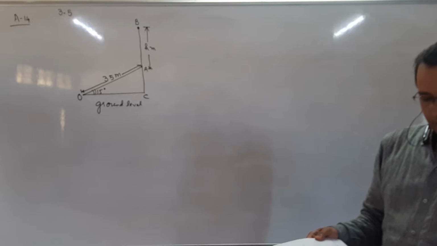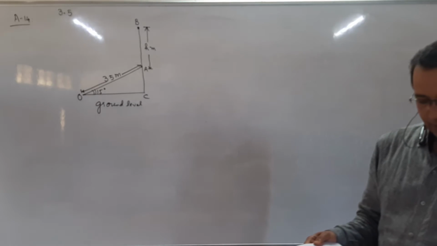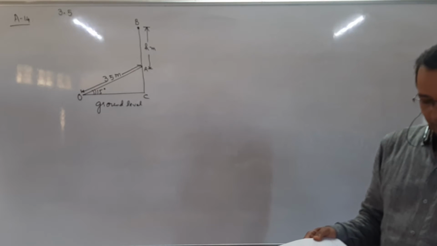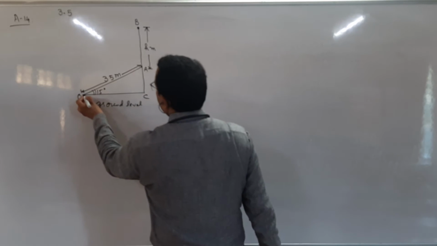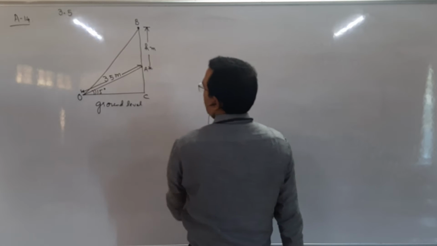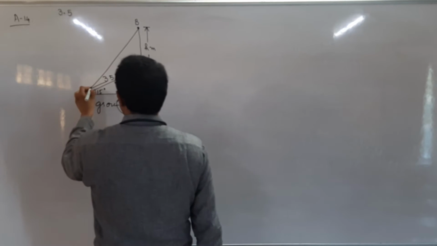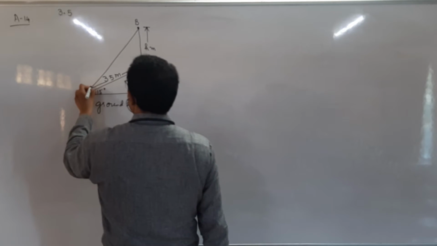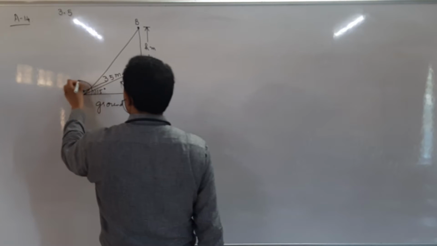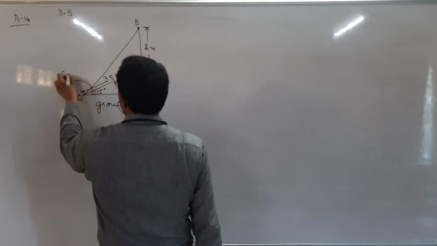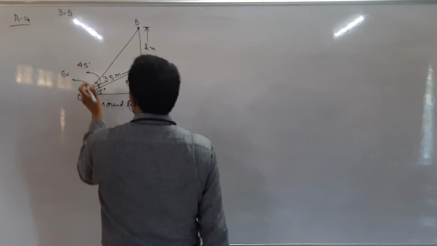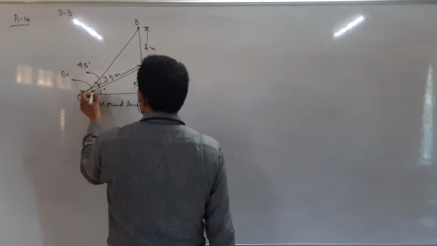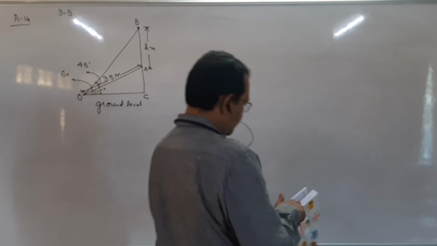From a point on the ground 35 meters down the hill from the base of the tree, the angle of elevation of the top of the tree is 60 degrees. This total angle is 60 degrees. That is B1. So this much angle will be definitely 60 minus 15, how much? 45. This angle shows this much only. Entire is 60.